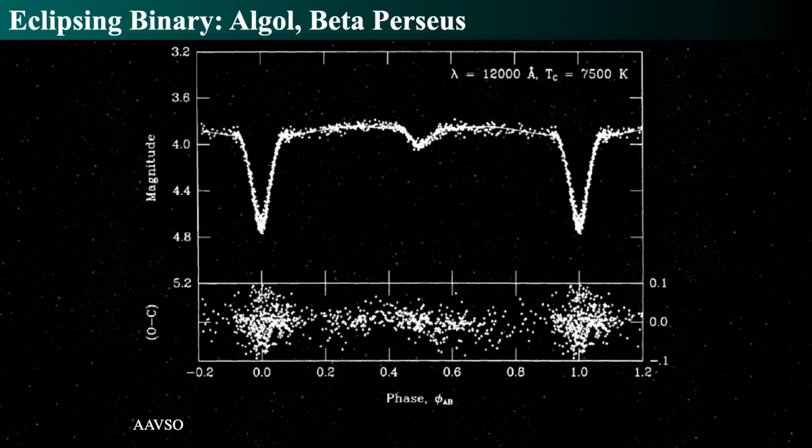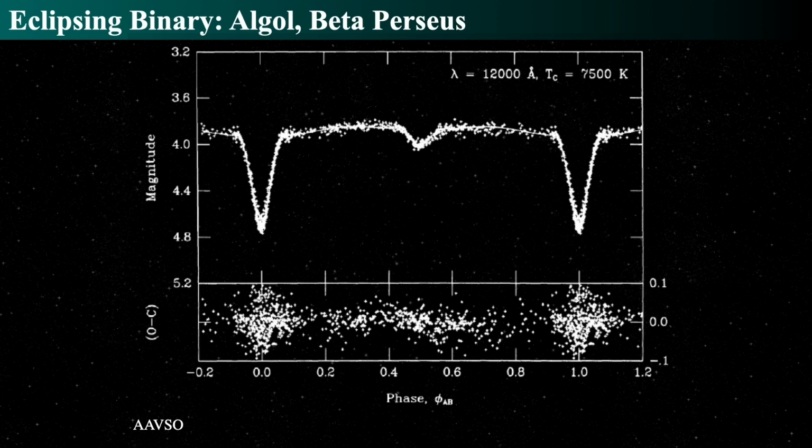And here's one of the classic examples. This is Beta Persei, or Algol, which I discussed in the last lecture. We're looking specifically at a wavelength of 12,000 angstroms, deep in the infrared, so we can get a much clearer image. So we're looking at an infrared image of Algol, or Beta Persei, at a specific wavelength.